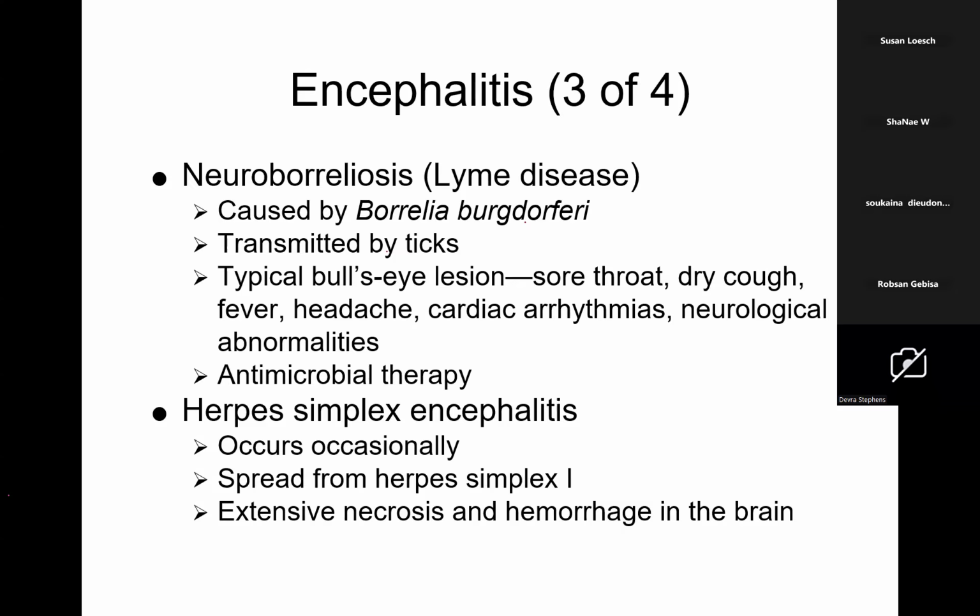And that herpes likes to lay dormant, remember, in that trigeminal nerve ganglion. Eventually, it can travel to the brain and cause damage to the frontal and temporal lobe.